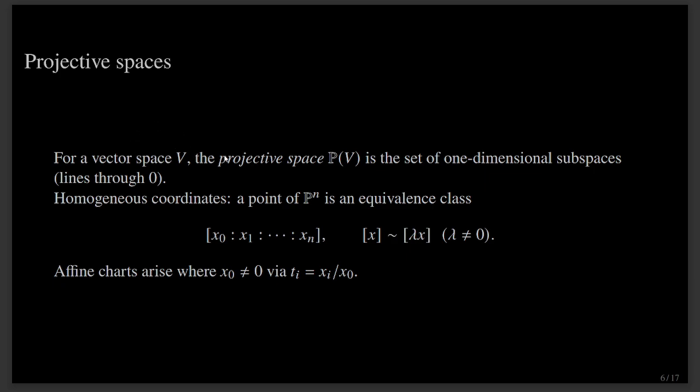All right, now projective spaces. A projective space P of V is a set of one-dimensional linear subspaces. Basically, they're just lines through the origin. They're lines through zero of the vector space that we're interested in. So that's what a projective space is. And homogeneous coordinates, we'll say a point on the projective space in n dimensions is the equivalence class, since lambda is not equal to 0, but they all pass through the origin. An affine chart will arise where x sub 0 is not equal to 0 by this ratio.